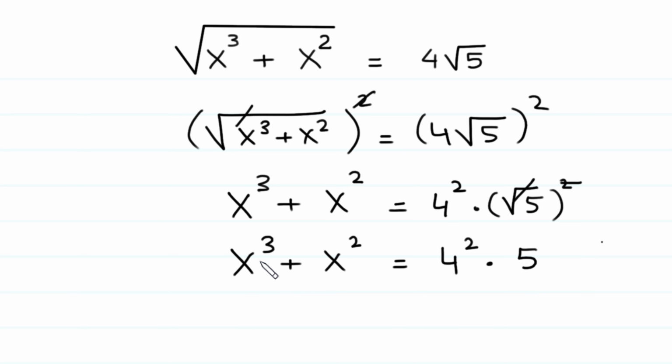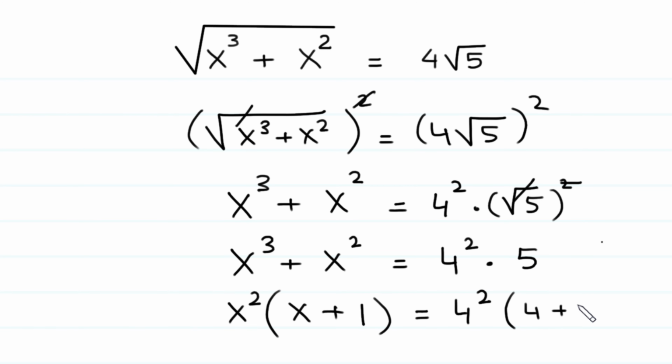Next, we factorize this left side, x to the power 3 plus x to the power 2. We can take x to the power 2 as common, times, when we divide this x to the power 3 by this x to the power 2, here left x, and this plus comes here, and when we divide this x square by this x square, here we left 1, is equal to 4 to the power 2 times, this 5 can be written as 4 plus 1.